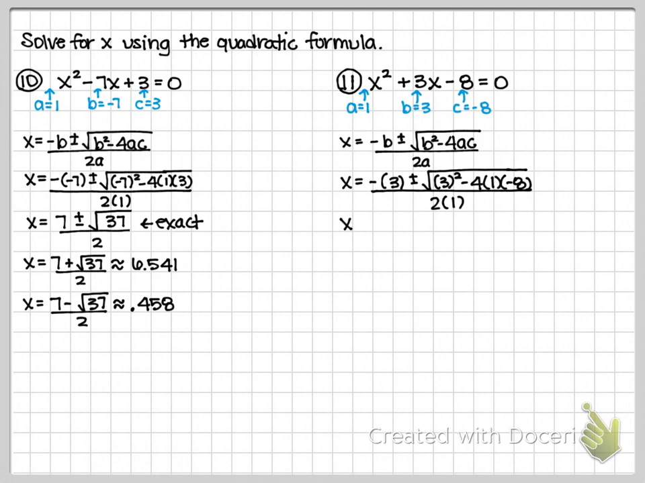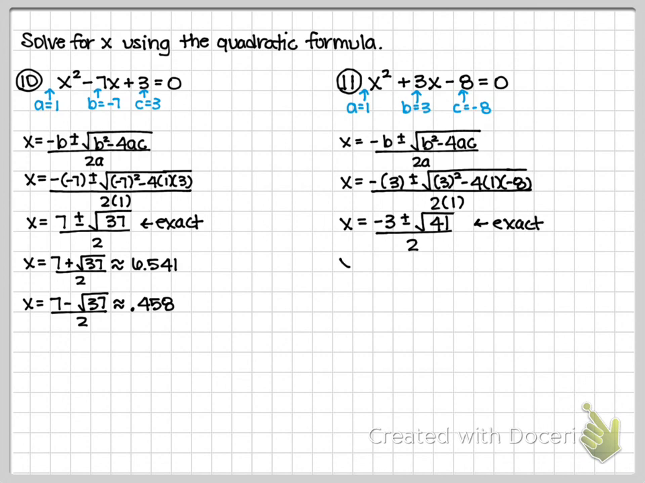Same idea, you want to type everything in from the inside of the square root. So we're going to get 3 squared minus 4 times 1 times negative 8. That's going to give us 41. 2 times 1 gives us 2. That is going to be our exact answer because, again, I don't know the square root of 41. If I did, then I would proceed. So this is exact.